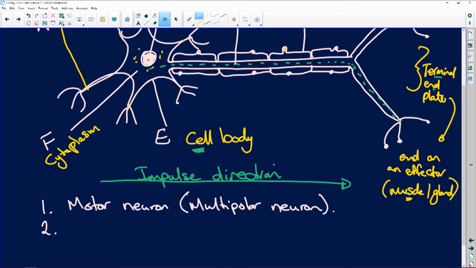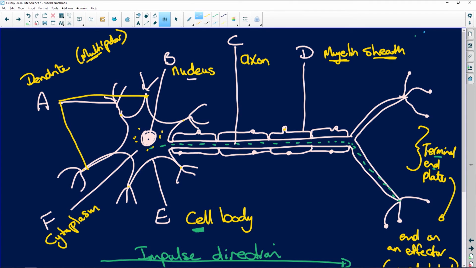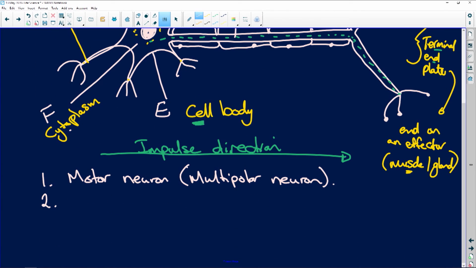Okay, identify parts B, F, and A. So part B, I'm not going to write this out, but part B is the nucleus, part F is the cytoplasm, and part A are the dendrites. Okay, so there we go.